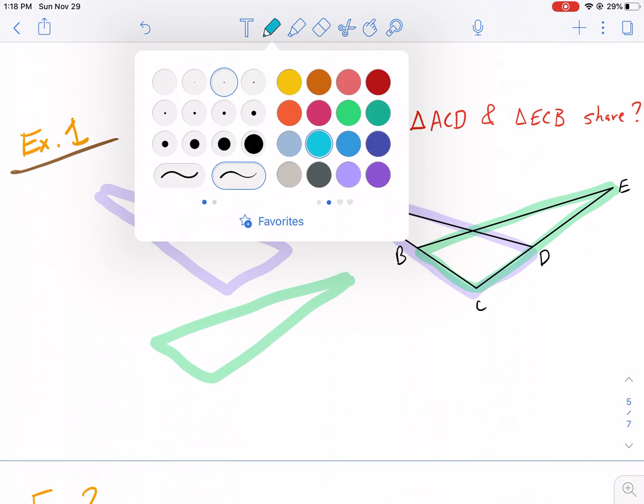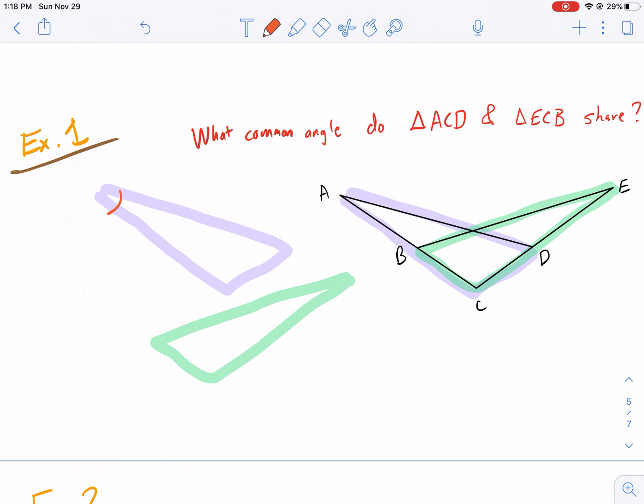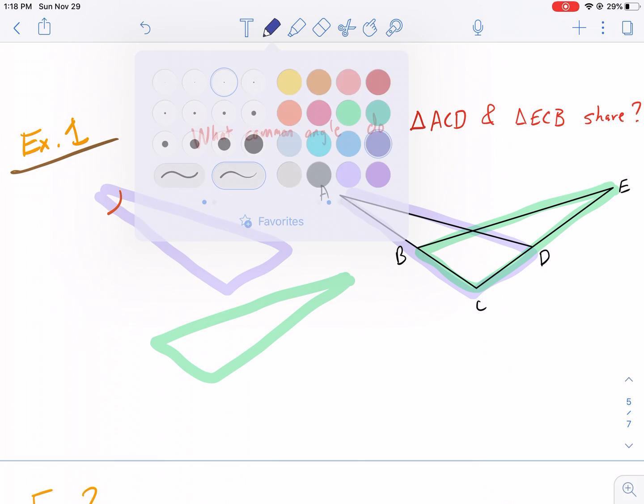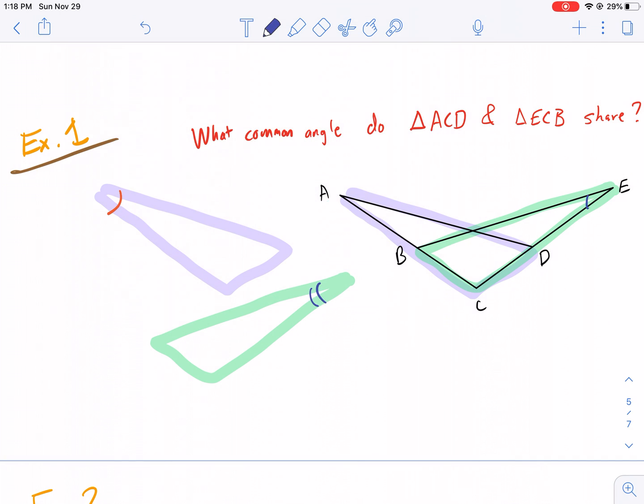Well, clearly they don't have this angle in common. Let me change the color. So this would be that angle, and then this one would be that angle. They don't have that in common. They don't share that angle. Okay, what do I mean by share? That means they overlap. They both have the same angle overlapping.